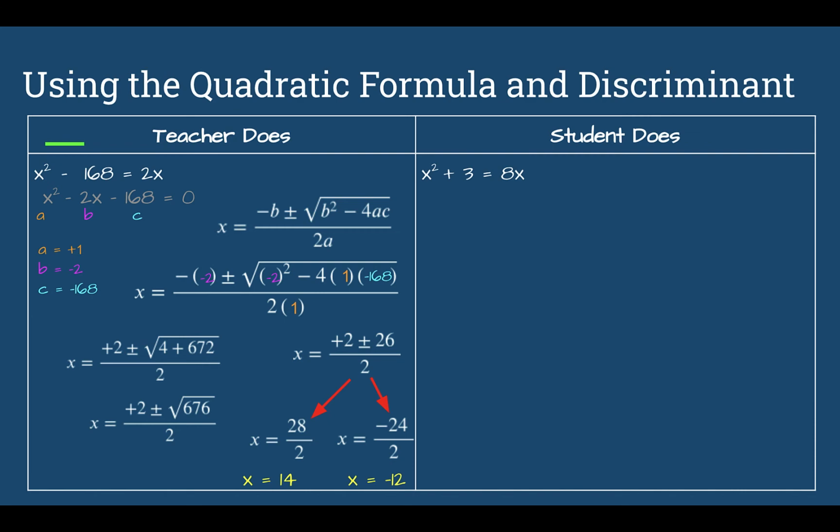So hopefully you are starting to notice it's the same process over and over. Just make sure you are identifying A, B, and C correctly, plugging them into the right spots, and simplifying it correctly. So now it's your turn again. Pause the video. What are the solutions to this quadratic?